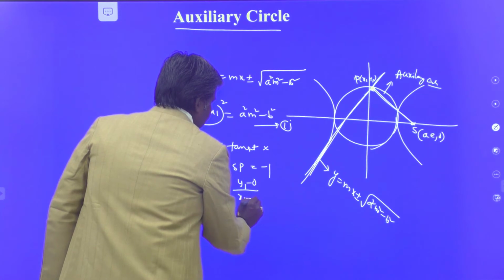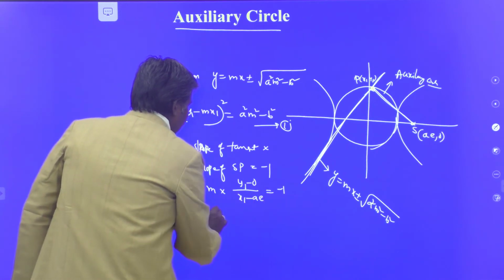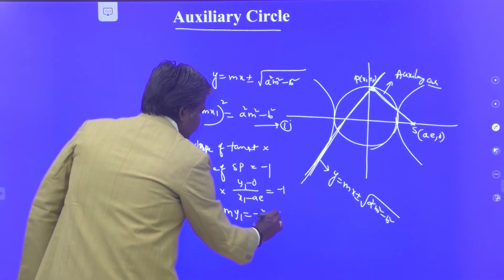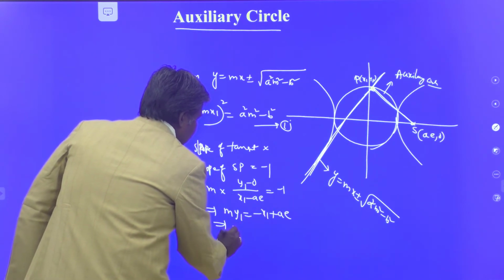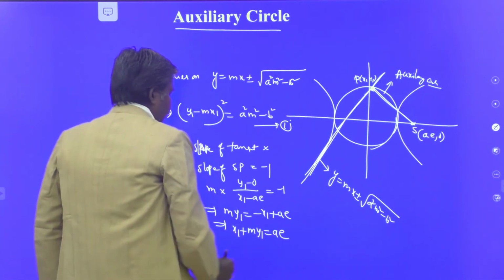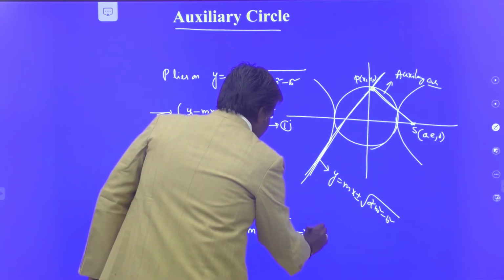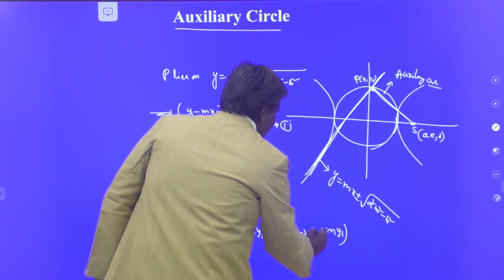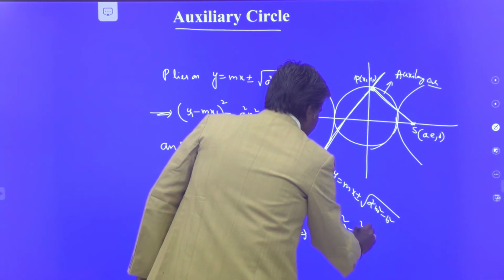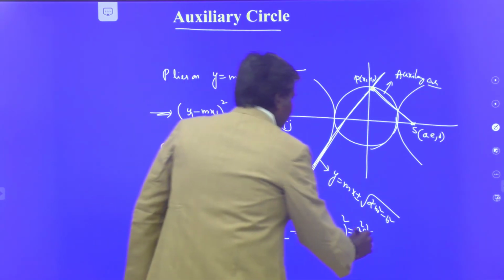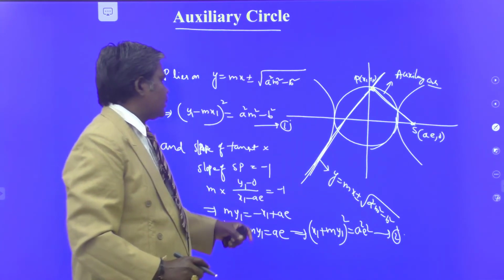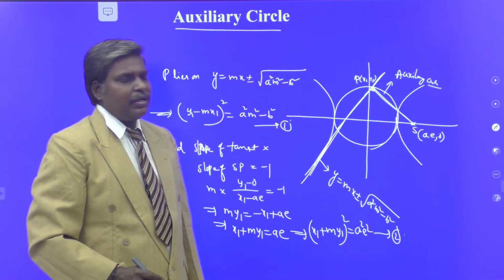(y1 minus 0) by (x1 minus ae) is equal to minus 1, which implies m by 1 is equal to minus x1 plus ae. This implies x1 plus m by 1 is equal to ae. Squaring, (x1 plus m by 1) whole square is equal to a square e square. This is equation number 2. From 1 and 2, we eliminate m, and we obtain the required locus.